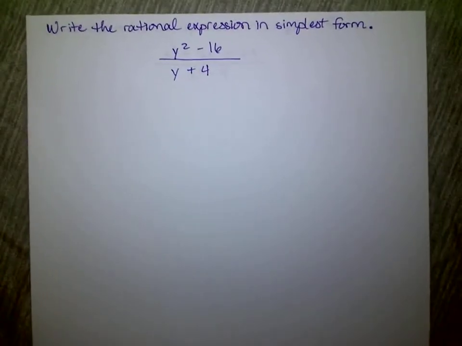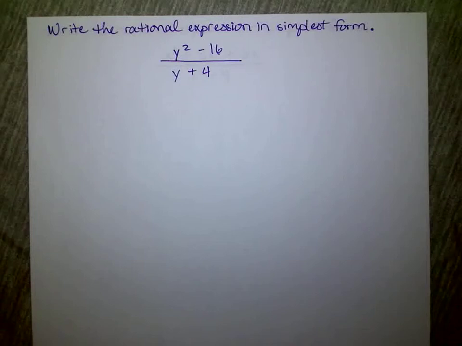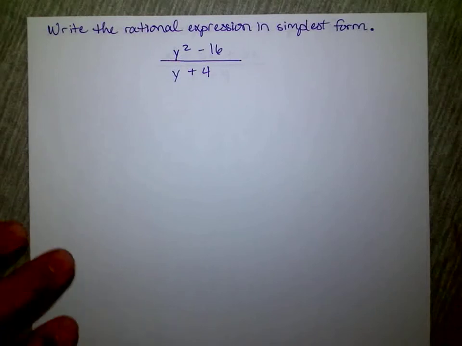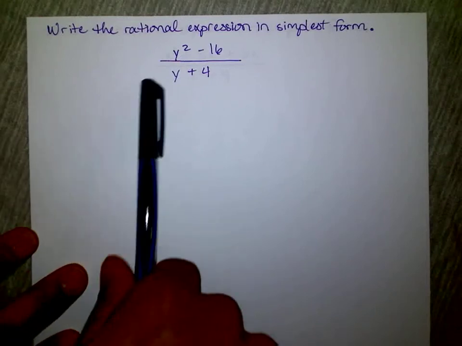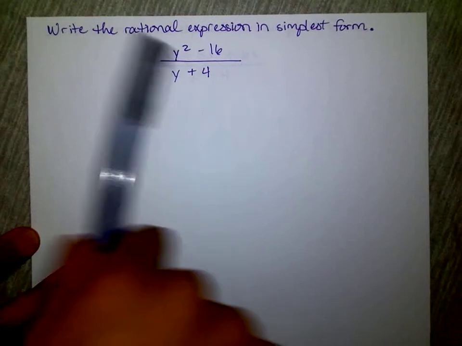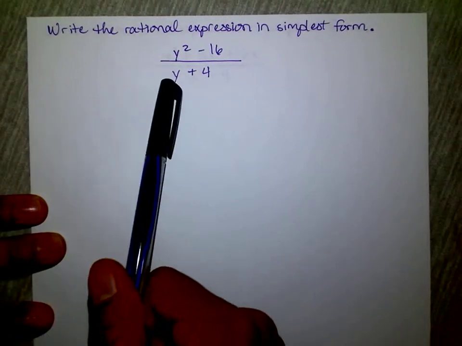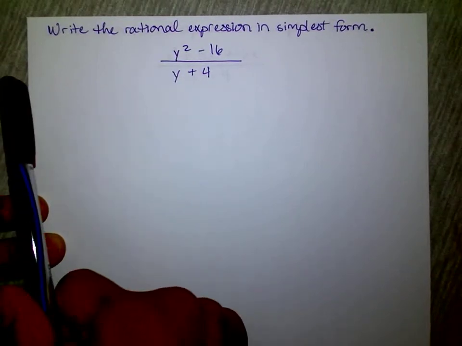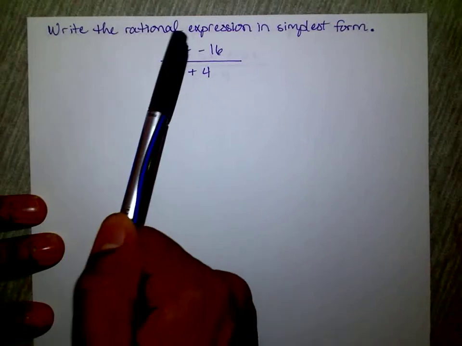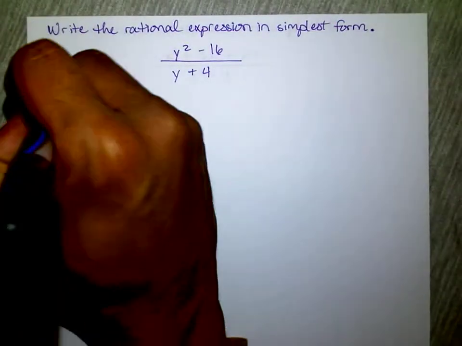Now this next one here, it says write the rational expression in simplest form. Okay, so automatically I see I have a difference of squares up here. In the difference of squares, all I need to do is figure out what the square root of each one of those is and write these as the factors of the difference of squares. So rewrite this.